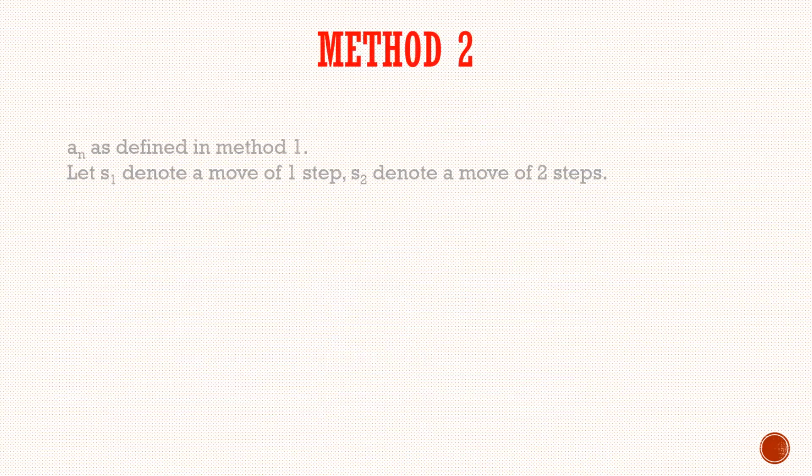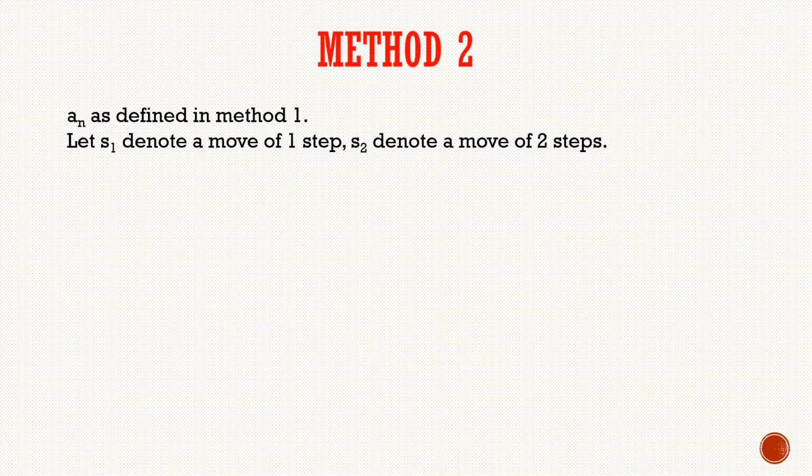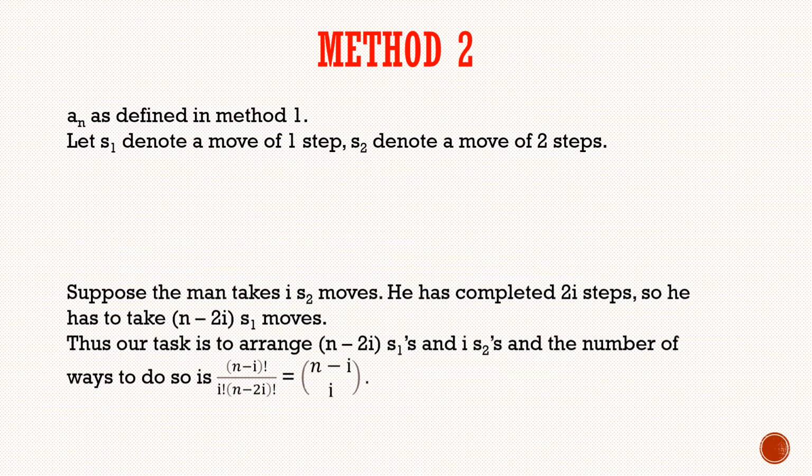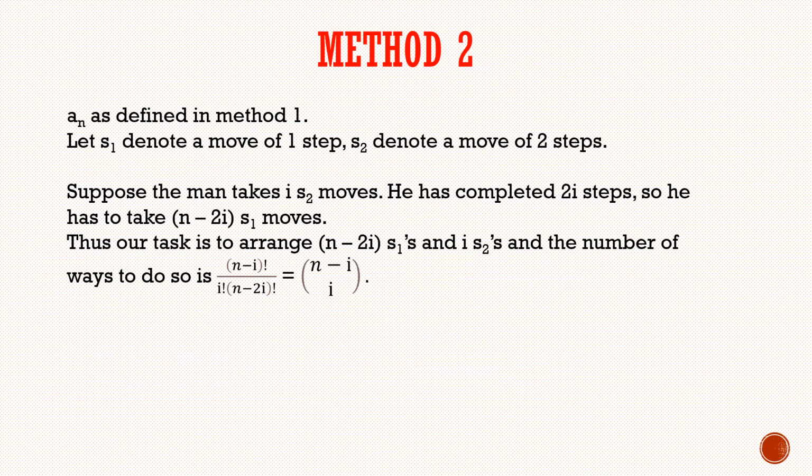Method 2. Using direct counting. a_n is as defined in method 1. Further, let S1 denote a move of one step and S2 denote a move of two steps. Suppose the man takes i S2 moves. He has completed 2i steps. So then he has to take n minus 2i S1 moves so that in total he covers n steps. These S1 and S2 moves may be in any order.